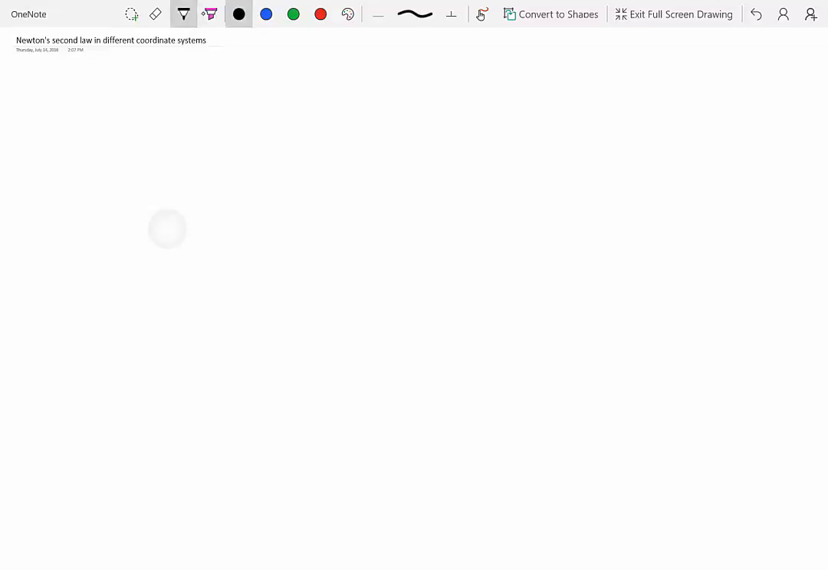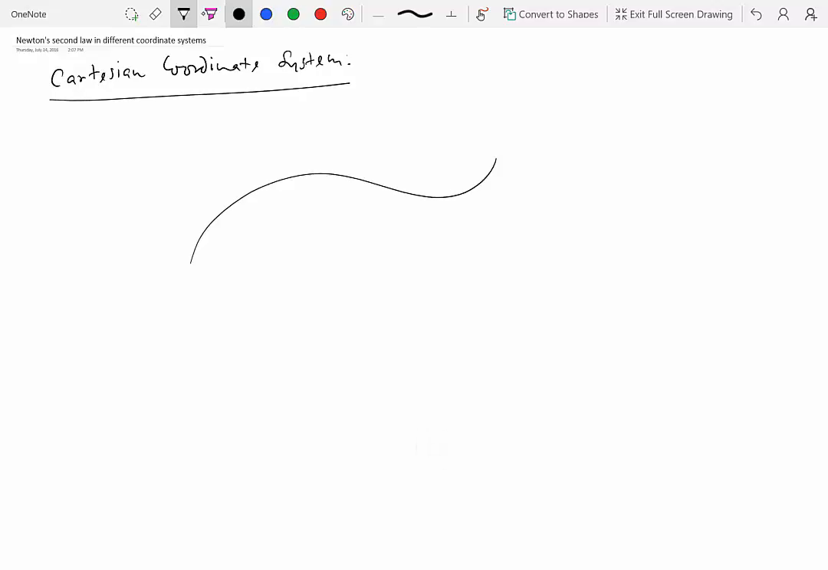So let's start with the Cartesian coordinate system. Let's say we have a particle moving along a curved path, and we have a reference frame, which is a Cartesian reference frame, and we know something about its acceleration. So let's say its acceleration is given as a, then we can write the sum of the forces acting on the particle equal to mass times acceleration.